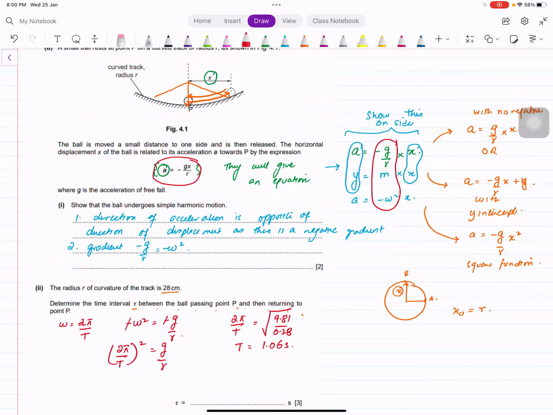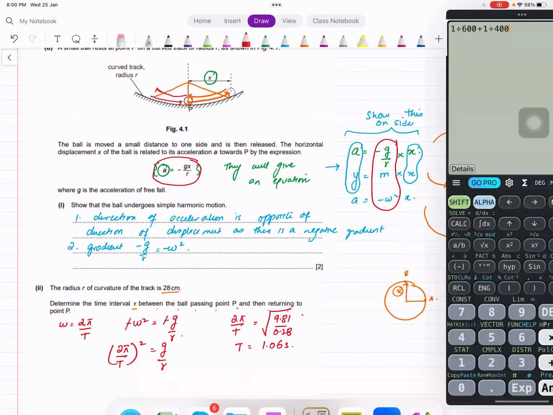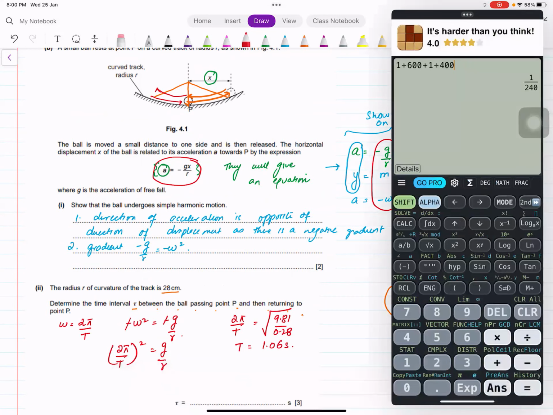Sir, I'm not getting that. This is for a full oscillation, 0.94. Check again, please. I don't think so. Yes, it should be like that. I'm getting 0.94. I don't know why. Let me just recalculate. Okay, let me check.